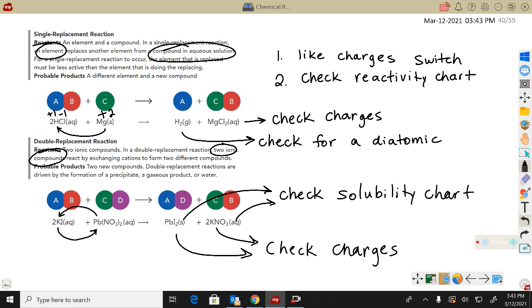But often one product will either be a precipitate, which is a solid, some kind of a gas, or water. And the other product will be ionic, some kind of an ionic compound that now is in solution, an ionic solution, something aqueous. But usually the other product is something that's not aqueous, like a precipitate, which is a solid, water is a liquid, or some kind of a gas.